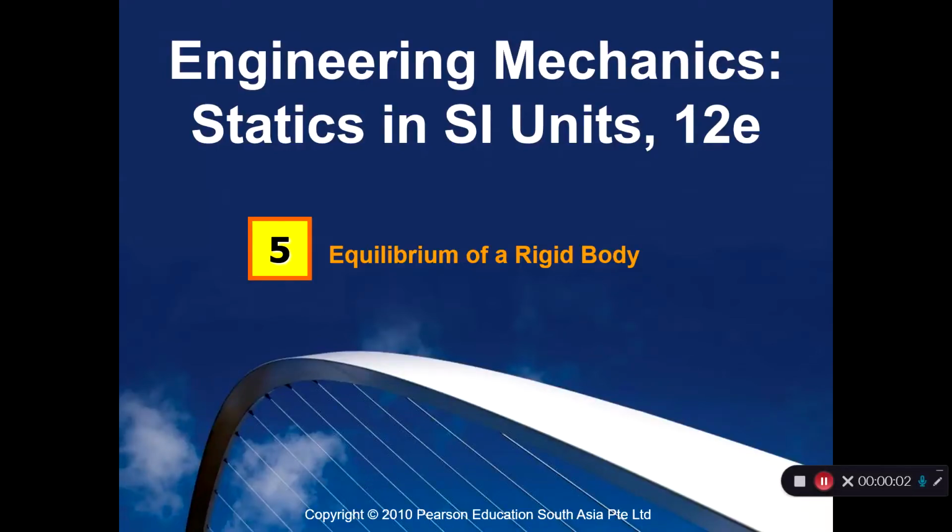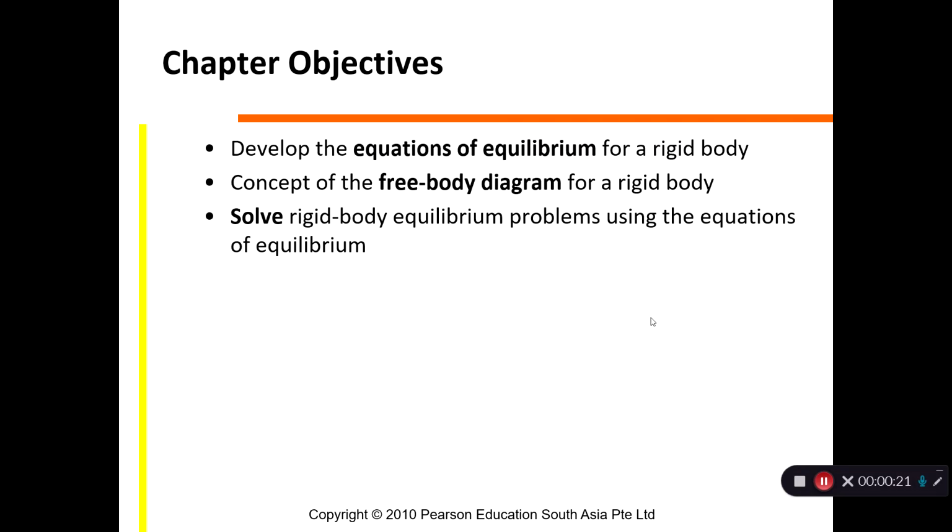Hey guys, so this week we're going to begin a new chapter, which is chapter 5, Equilibrium of a Rigid Body. So you have learned about the concept of equilibrium of a point in earlier chapters, and you have also learned about rigid bodies in chapter 4. In this chapter it's actually not that different, except that we are going to develop the equations of equilibrium for a rigid body instead of a point.